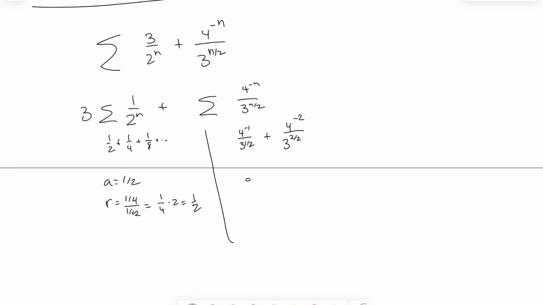So if I were to do my a's and r's, the a is 4 to the negative 1 over root 3, which is the same as 1/4 root 3. I find that easier to make sense of. And then the r is the ratio of the second one. This is a little taxing to do. Divided by the first one, 4 to the minus 1 over 3 to the 1/2, right? I'll write root 3 for that. So this means 4 to the minus 2 over 3 times the reciprocal, root 3 over 4 to the minus 1. And then we cancel.